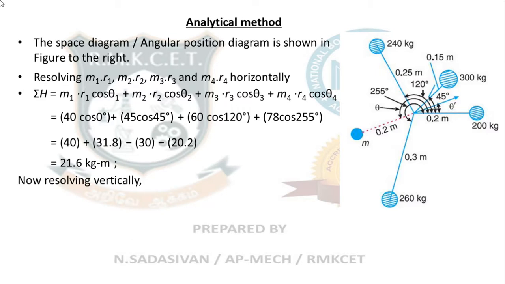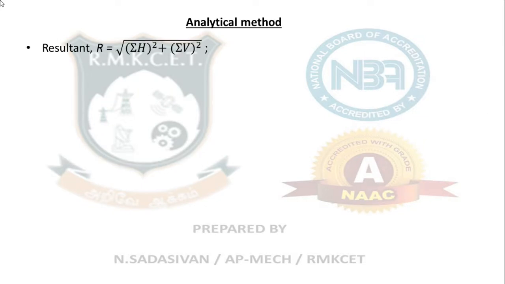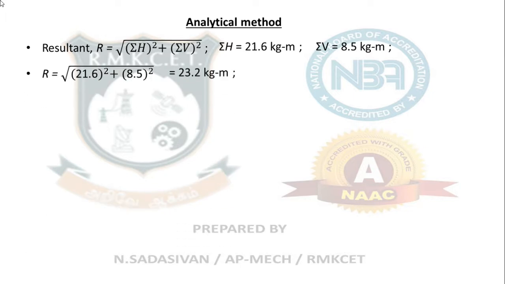So now resolving, this is the horizontal force only. Vertical forces, sine theta. Same things: M1 R1 is the same, just the sine function changes. So this comes around 8.5 kilogram meter. So the resultant force is sigma horizontal 21.6, sigma vertical 8.5. Resultant is square root of 21.6 squared plus 8.5 squared. So that is 23.2 kilogram meter. Right, so this is your M into R, which is unknown.